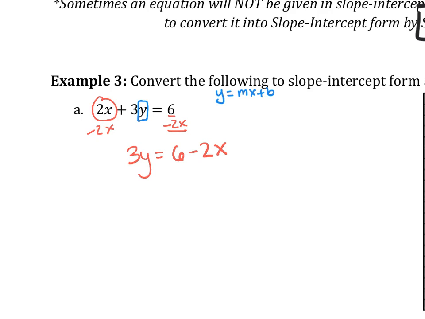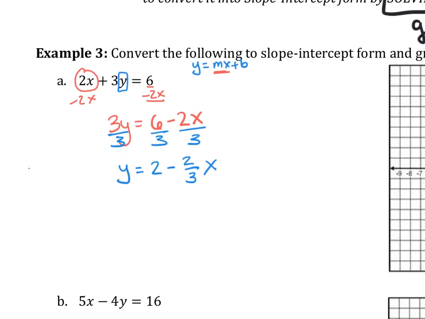And then to get y by itself, we divide by 3, and every single term gets divided by 3. So y equals 2 minus 2 over 3 x. Now if you want to rewrite it in the typical form with the x term first, mx plus b, you can. Just make sure this sign stays with that x term: y equals negative 2 over 3 x plus 2. If you want to rewrite it, you can; if you want to leave it like this, that's okay too. Just make sure the signs match up.